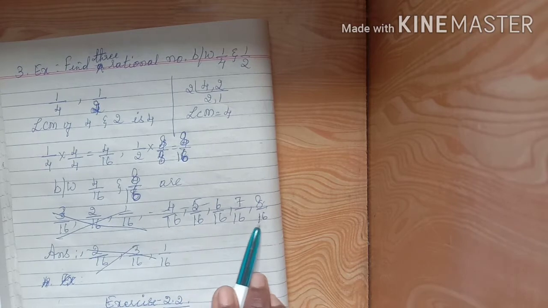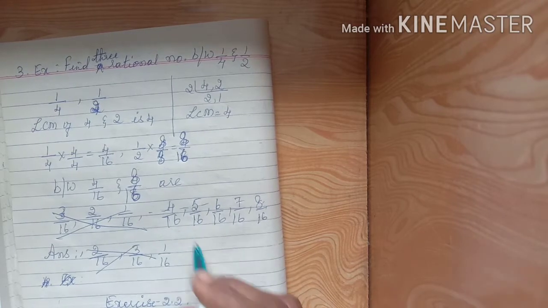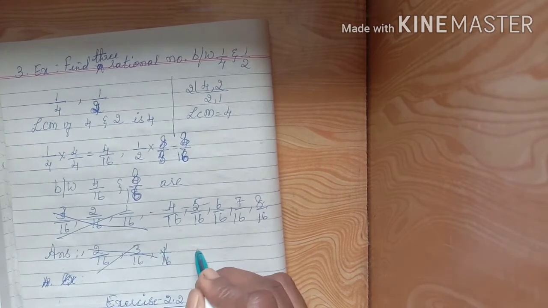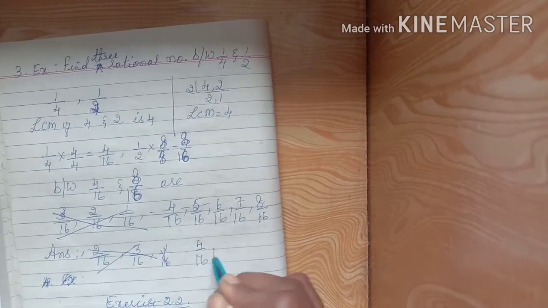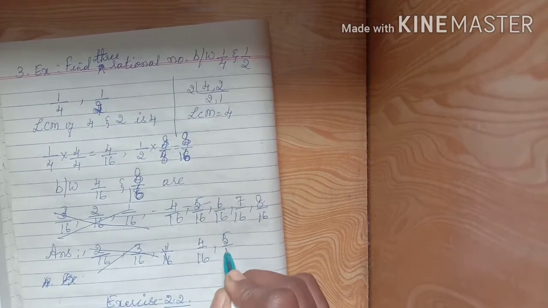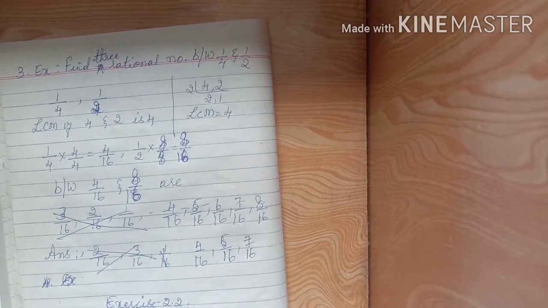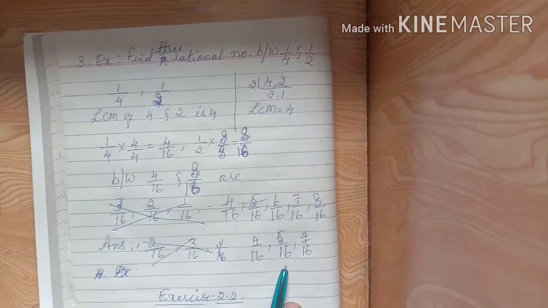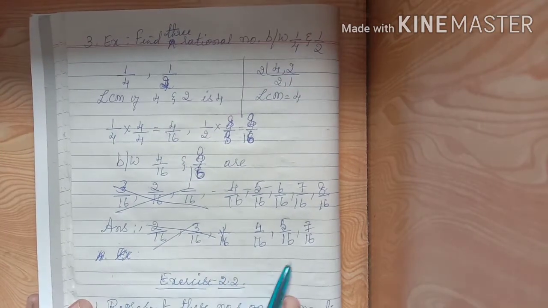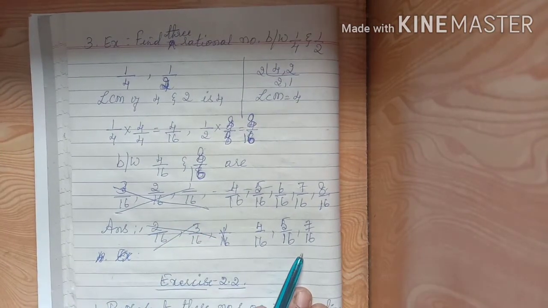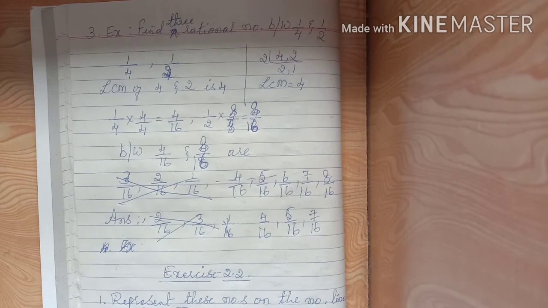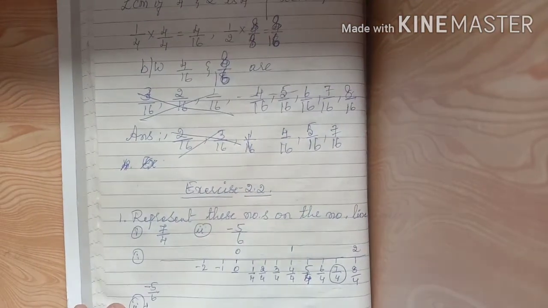We have got here 5 rational numbers. We can choose like 4 by 16, then 5 by 16. Any numbers you can write, children, 7 by 16, like that. Any numbers. We need only 3 rational numbers, we have to write down. So we can choose these and write, children. Okay, children, understood?